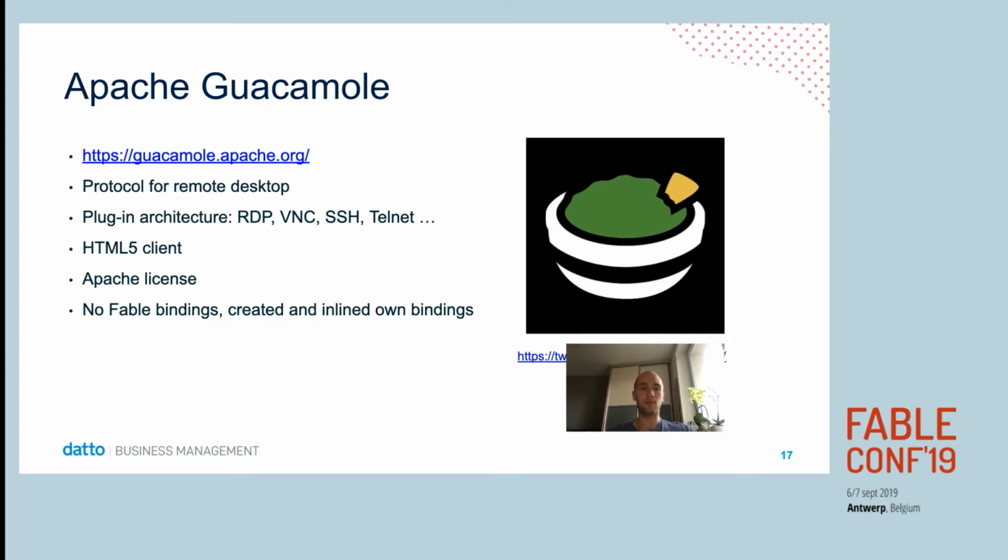The Apache Guacamole comes obviously with the Apache license, and because it's not that very popular, there are no Fable bindings. So what I had to do was to create and inline our own bindings. So by inlining, I mean the sources for the bindings are within the project itself.